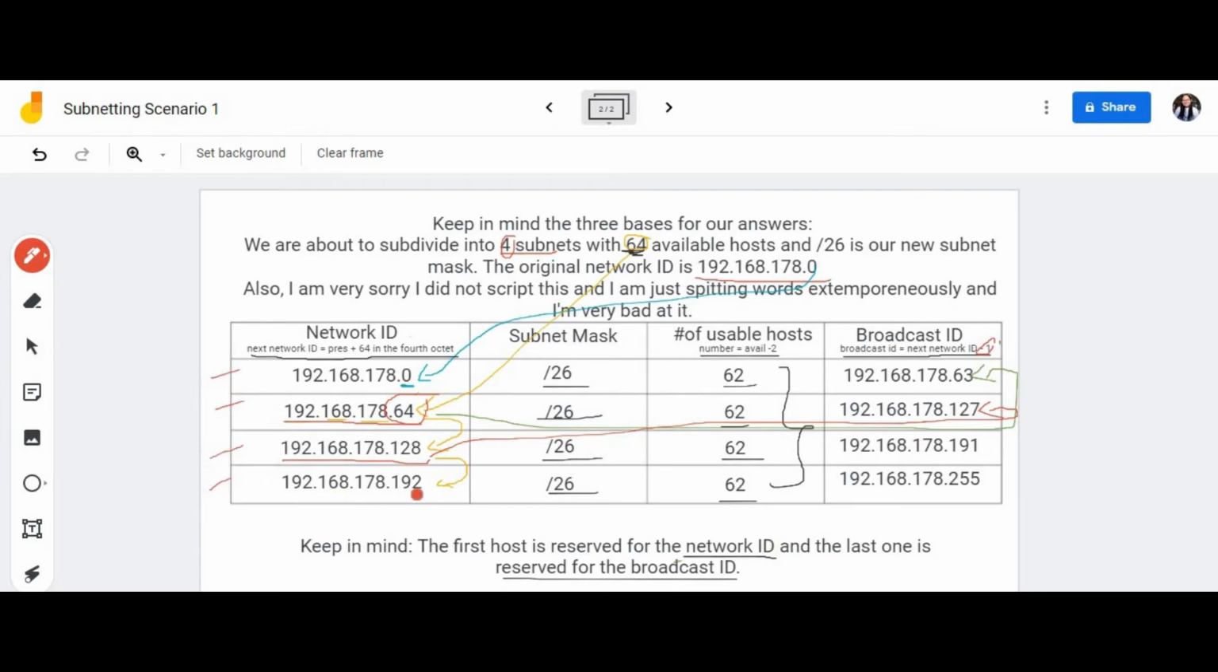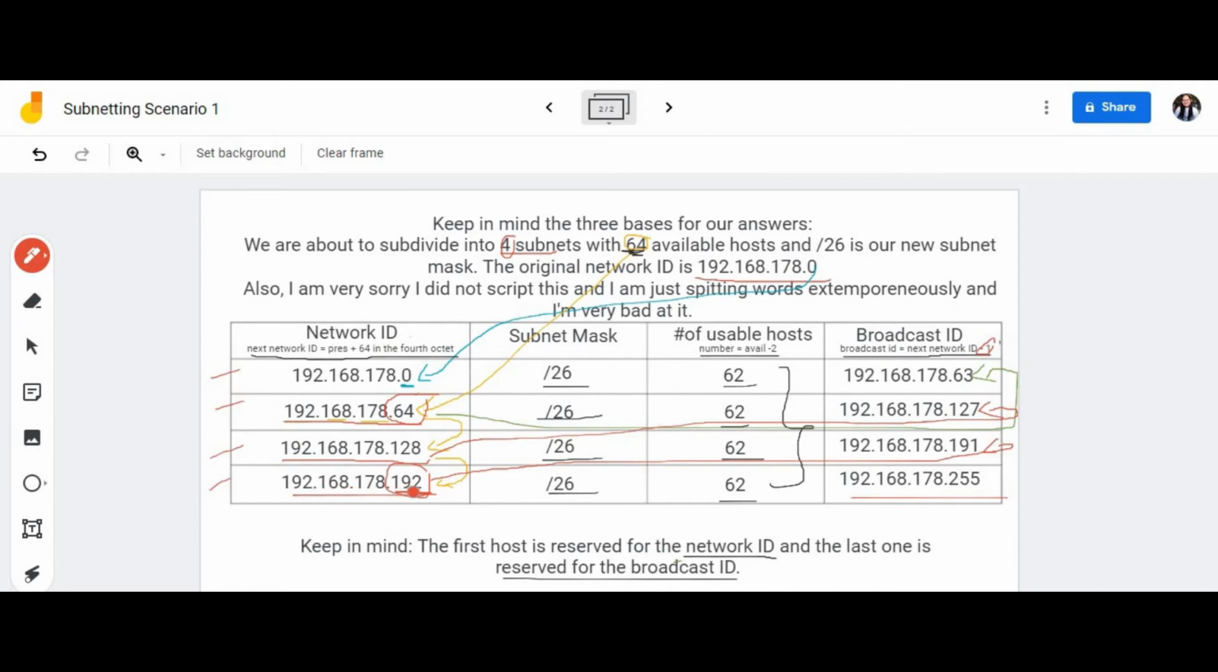So from 192.168.178.128, we can get 192.168.178.127, because we just basically have to minus 1 from 128. To get the third one, 192.168.178.192, we just have to minus 1 from 192, so we can get 192.168.178.191.